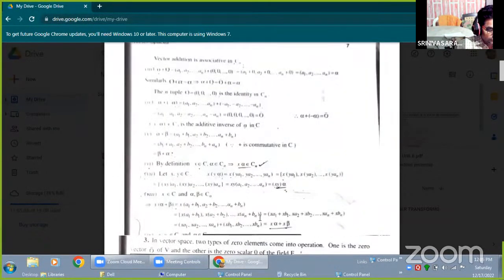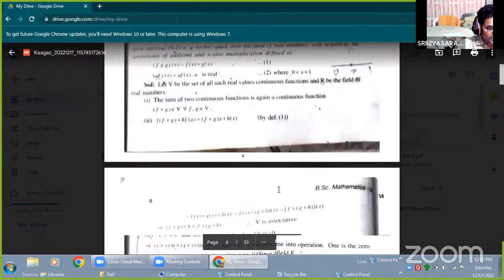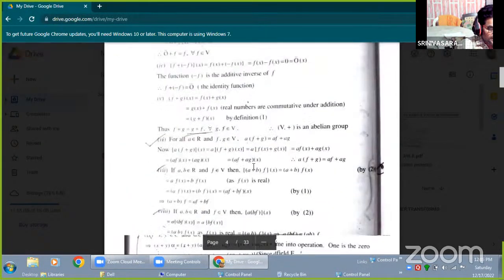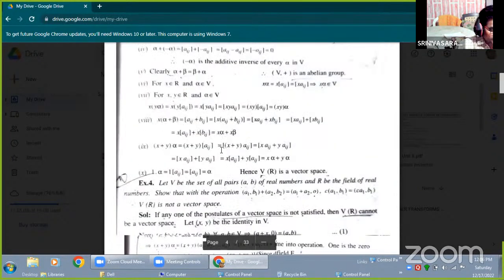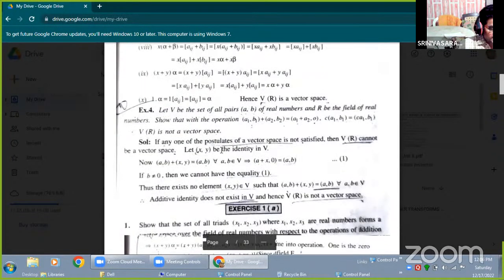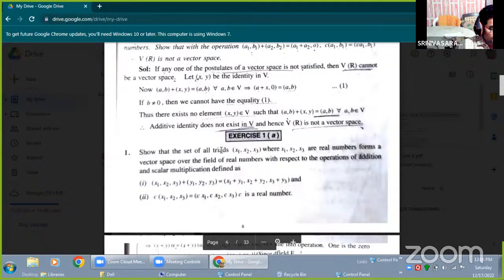Okay. Now, just we have to see here another one. There are so many examples. The real-valued continuous functions defined on the interval 0 to 1 also form a vector space. And the set of all m by n matrices forms a vector space with respect to addition of matrices and scalar multiplication of matrices. Okay, this is the third example. And the next example is the set of all ordered pairs forming a vector space.